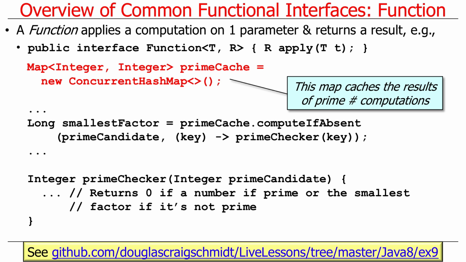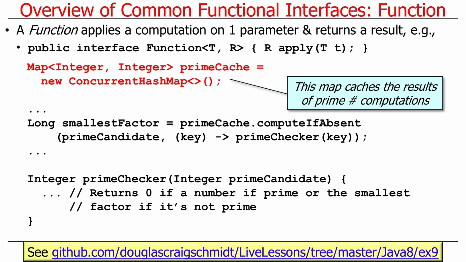Here's a really cool example. This is also available in my GitHub repository. I won't do it justice. You really should look at the code, but I'll give you the gist of what it's doing, and I'll show you how it implements the Function interface. This essentially defines a map, which is a ConcurrentHashMap, that's going to act as a cache of the results of prime number computations. You're probably familiar that computing prime numbers is fairly processor intensive.